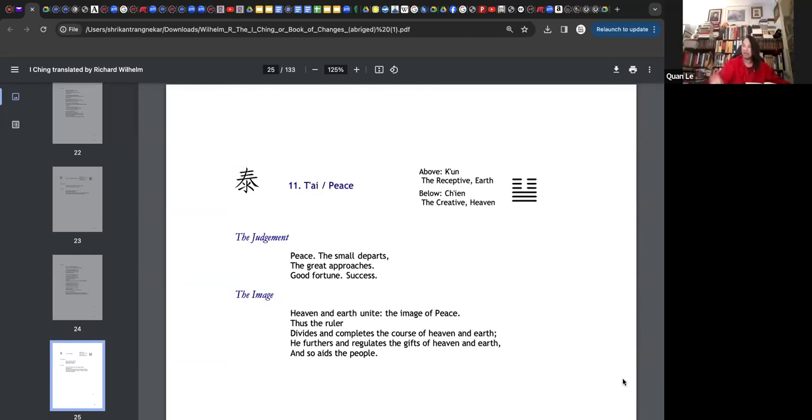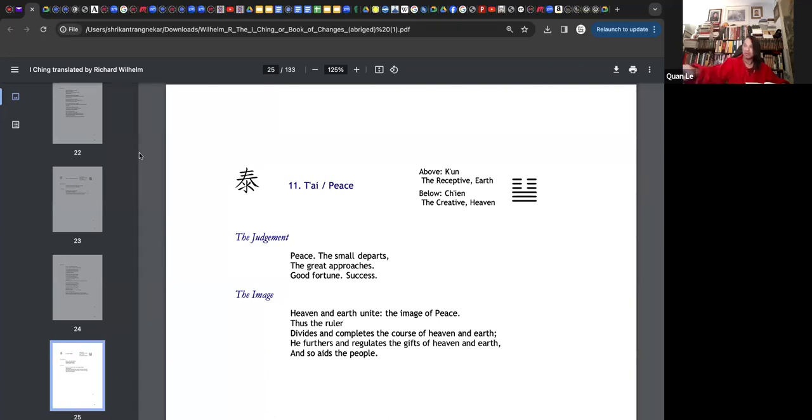And after that, you have the image. Normally, the image here is divided into Da Xiang, meaning the great images, and Xiao Xiang, the small images. Here we only have the great image, meaning that it is an explanation of the upper trigram made by Kun, Earth or the receptive, and of the lower trigram, Qian, the creative. That is the Da Xiang, the great image. The small image would give an explanation about each line of the hexagrams. For that, you have to go to the appendix with the philosophical explanation.